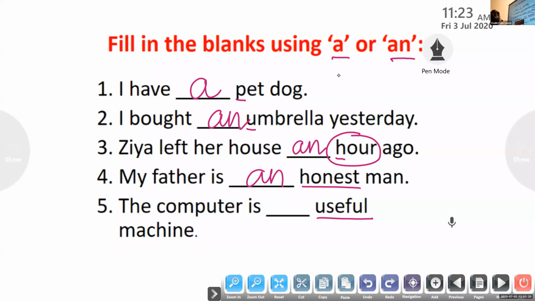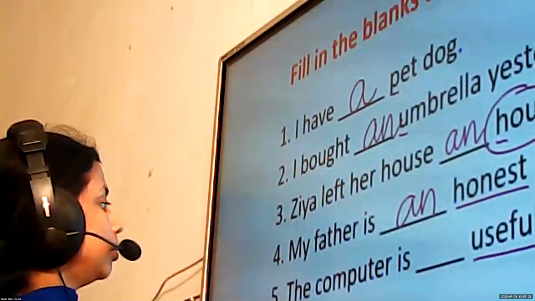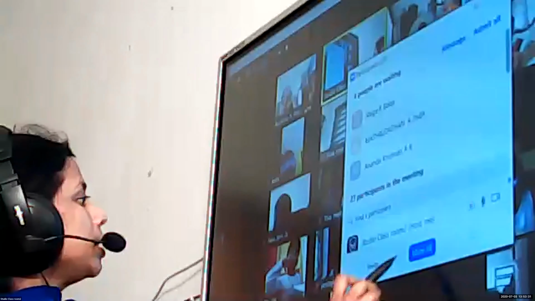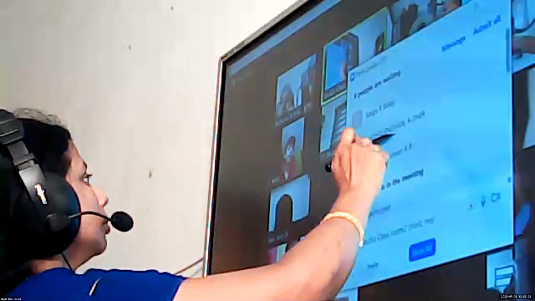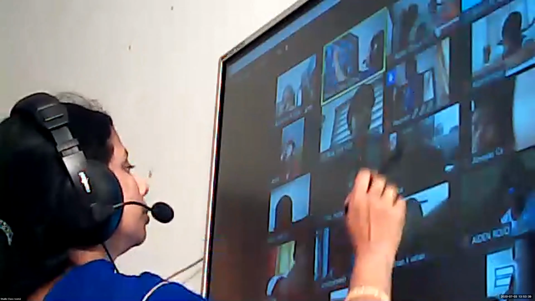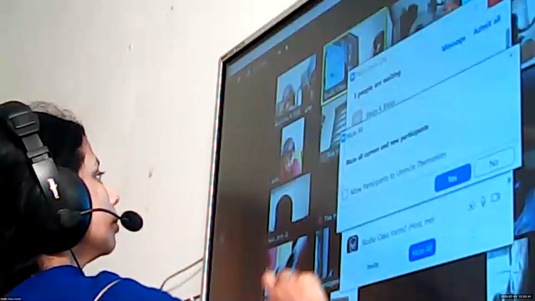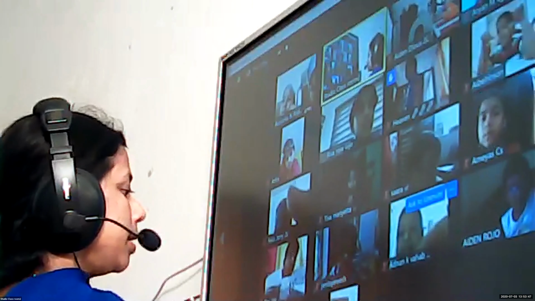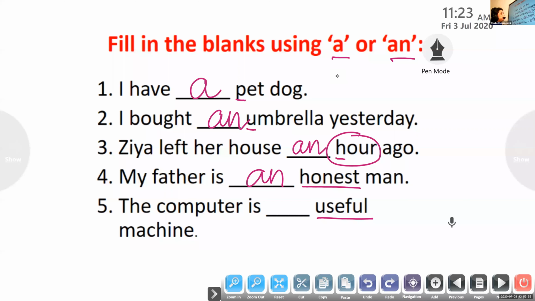Adnan, read the sentence for me. Unmute it and read the sentence for me. Now, can you see the board? Yes, the computer. Read it fast. The computer is useful machine.